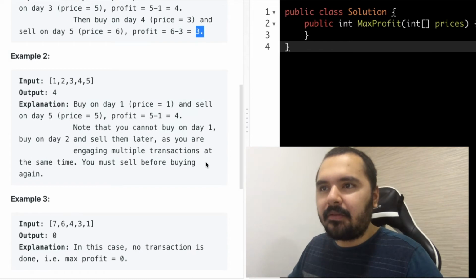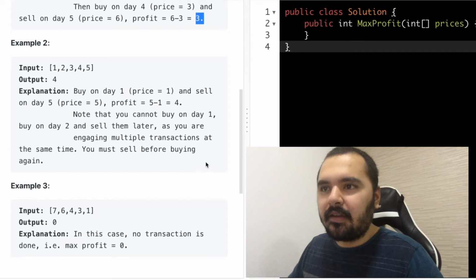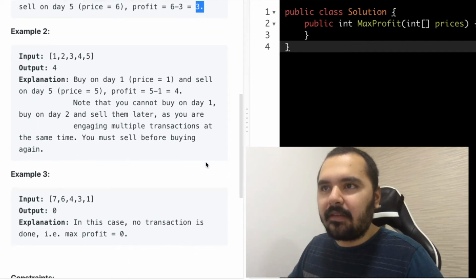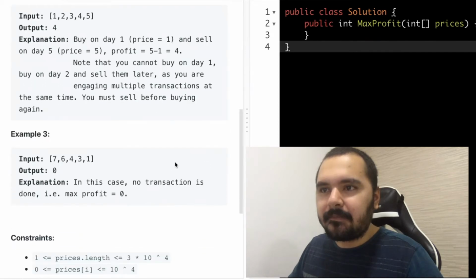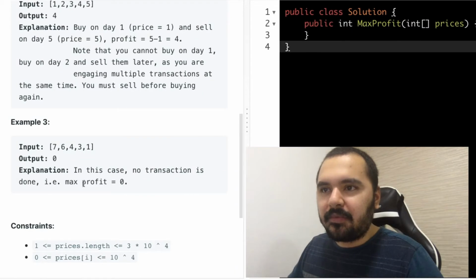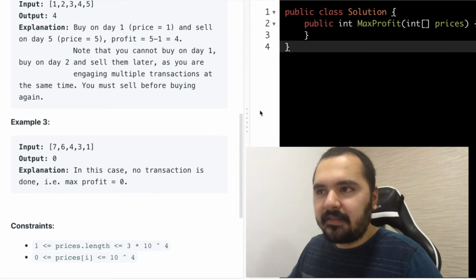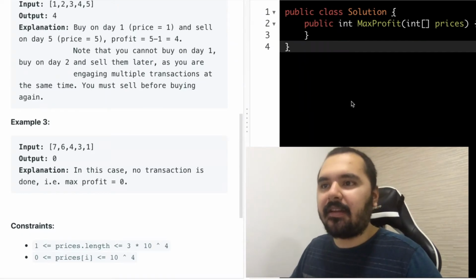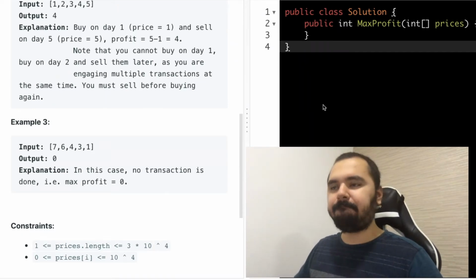Example 2 seems to be pretty much the same. And in example 3, the output is 0, and it is 0 because the stock prices here are going down. So the prices are decreasing, and there is no way we can get any profit here.